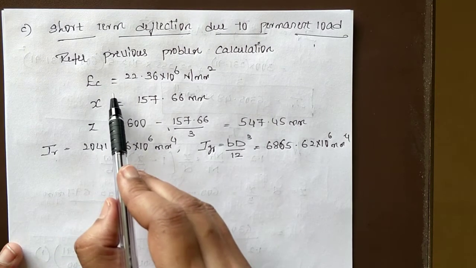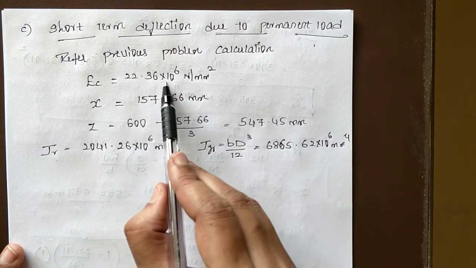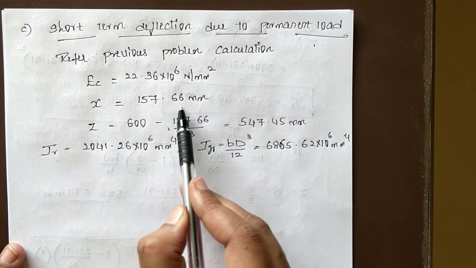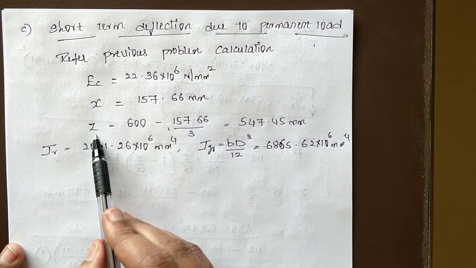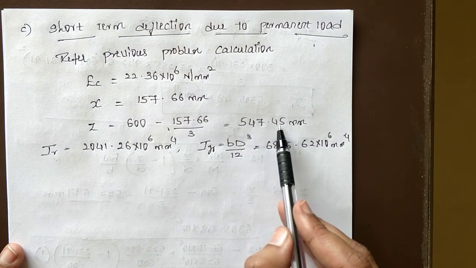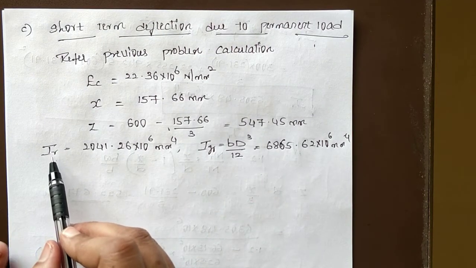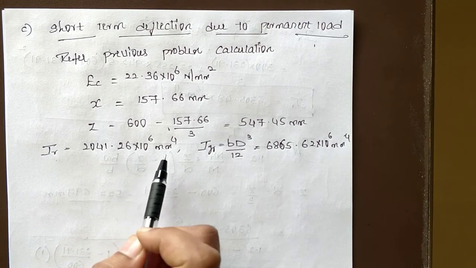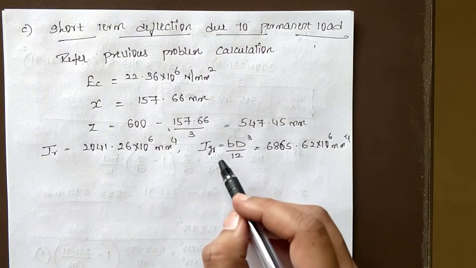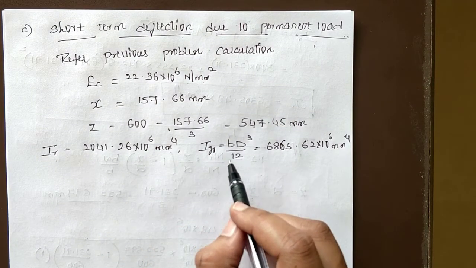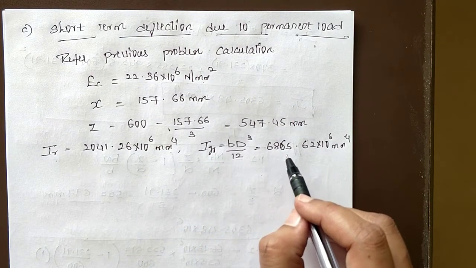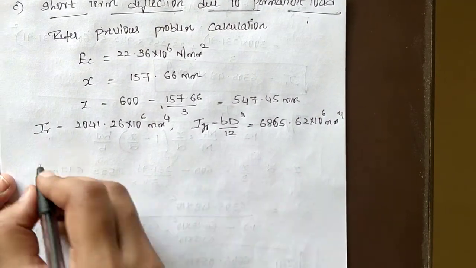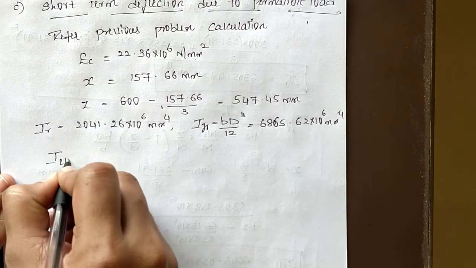You will get EC as 22.36 into 10 to the power of 6 Newton per mm square, and X value as 157.66 mm, and lever arm value as 547.45, and the cracked moment of inertia is 2041.26 into 10 to the power of 6 millimeter to the power of 4, and the gross moment of inertia is BD cube by 12. You will get it as 6865.62 into 10 to the power of 6. Once it is done, you need to calculate I effective.